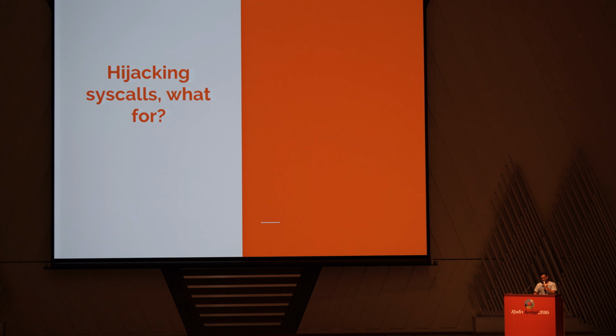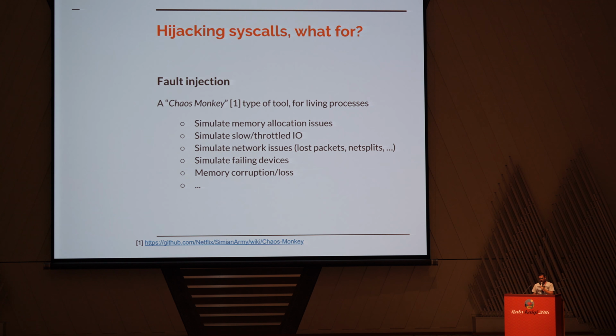So why would we hijack system calls? There's something kind of nice, and it's the fault injection. Basically, it's like a chaos monkey. If you don't know about Chaos Monkey, it's a tool Netflix provided. If you have a group of processes that are working together, it allows you to kill any one of those processes to see how the whole system is going to react. And it's pretty nice. You can do the same thing when you hijack system calls.